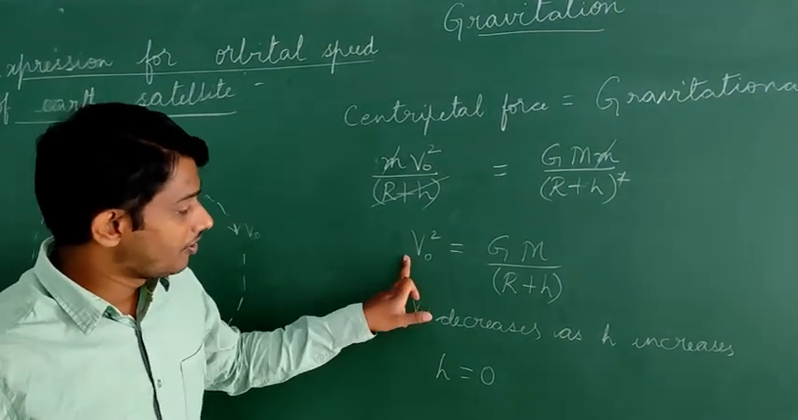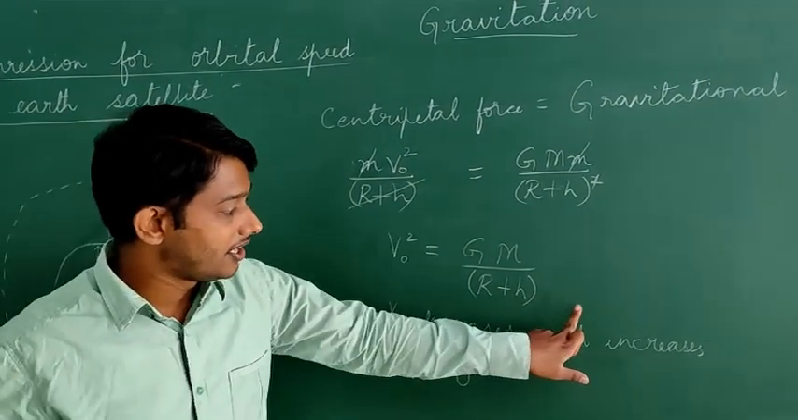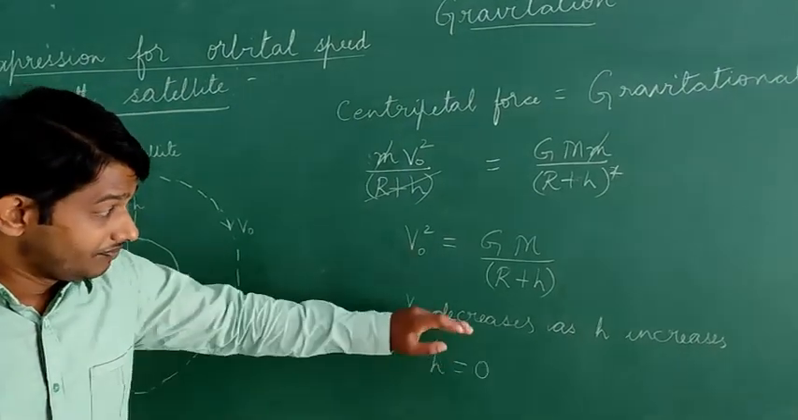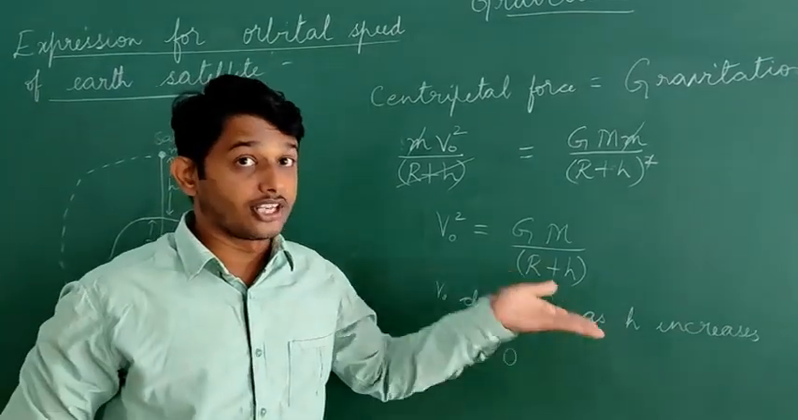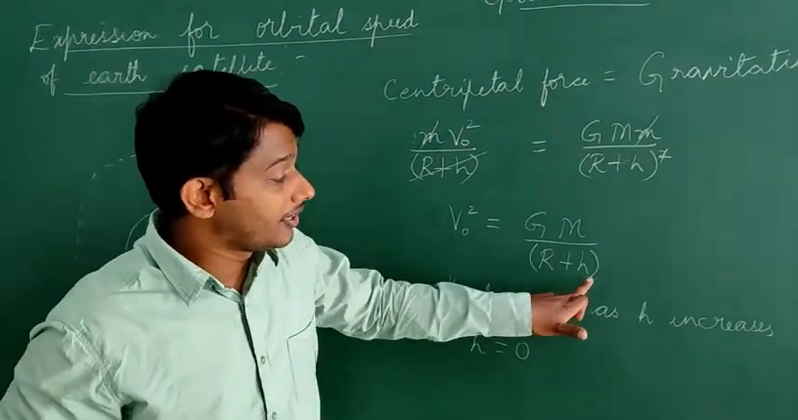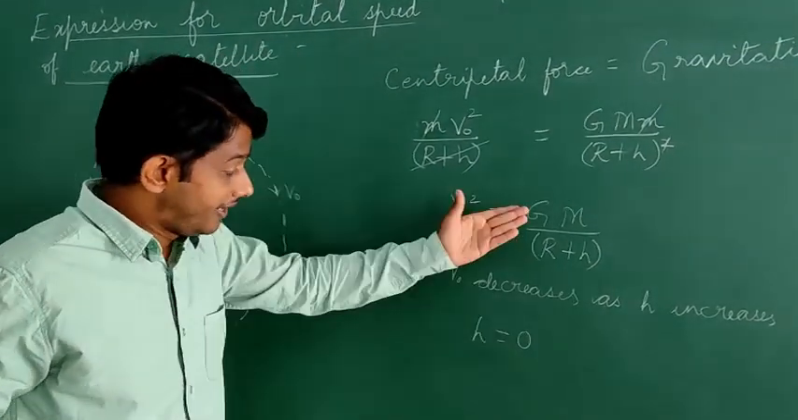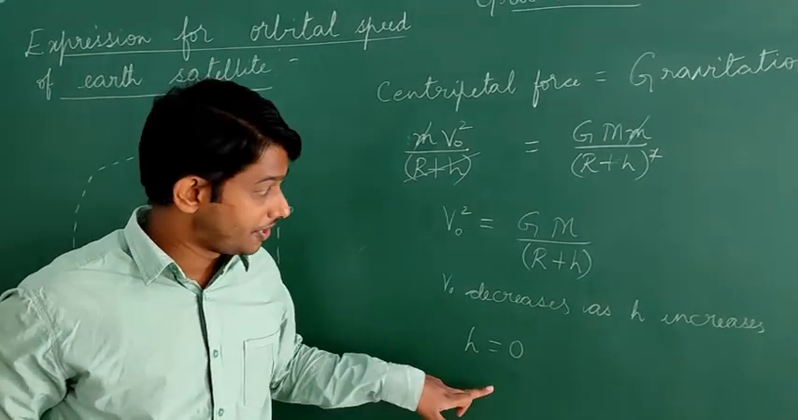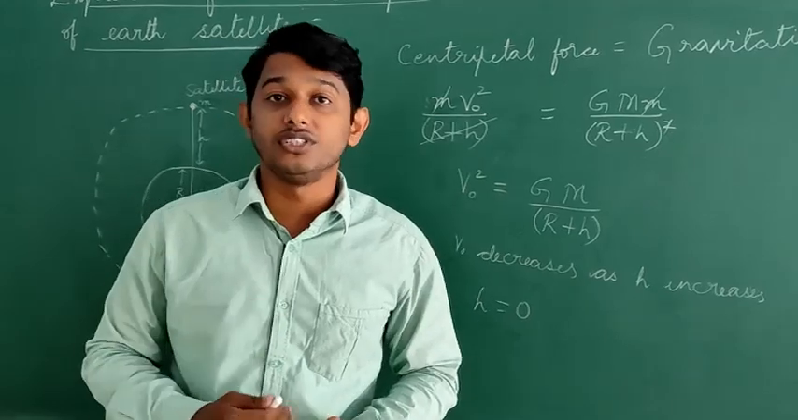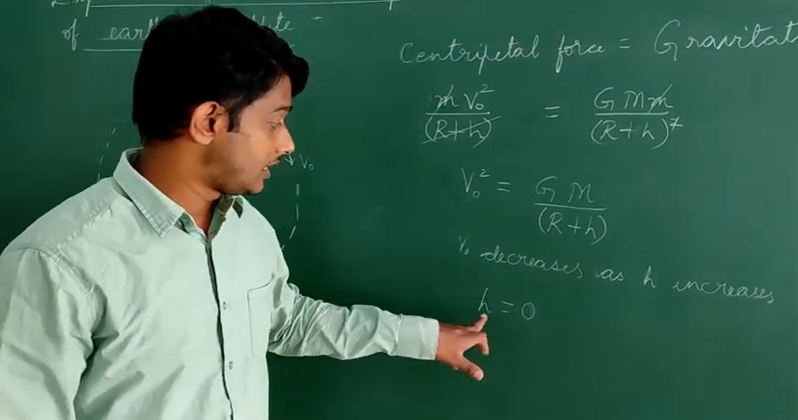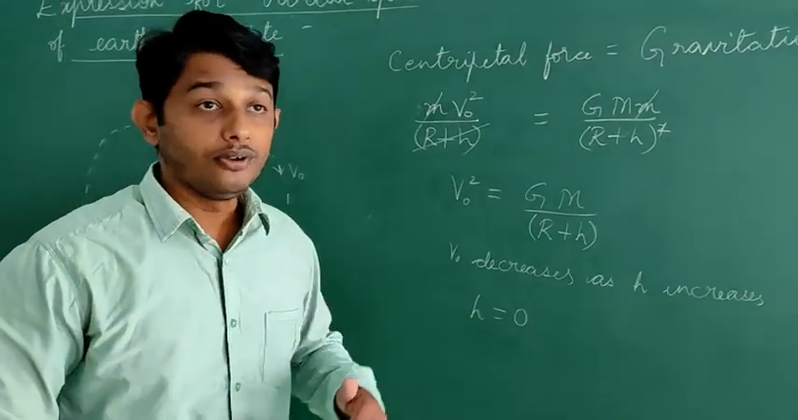So if v naught decreases, then h increases. So this is inversely proportional to each other. If one increases, the other has to decrease because one is at the numerator and another one is at the denominator. I'll take h is equal to 0 because I'll consider the satellite to be revolving very close to the surface of the Earth. For that reason itself I have taken h is equal to 0.